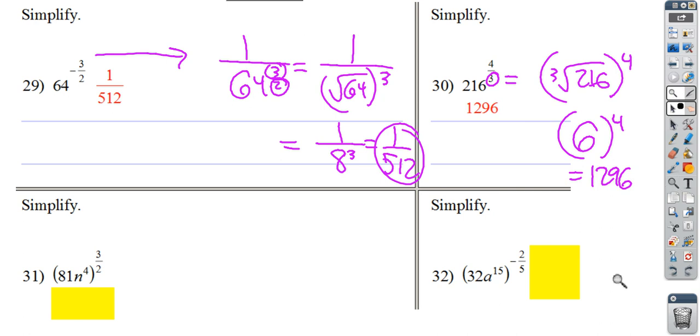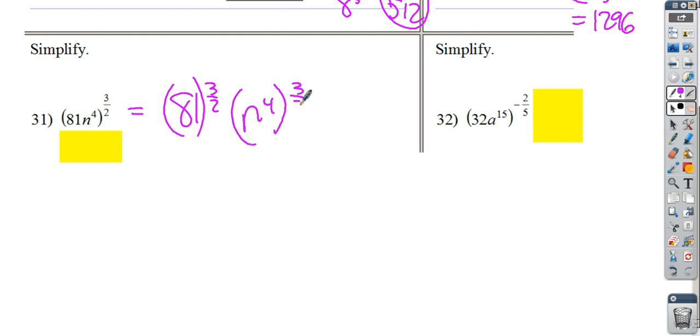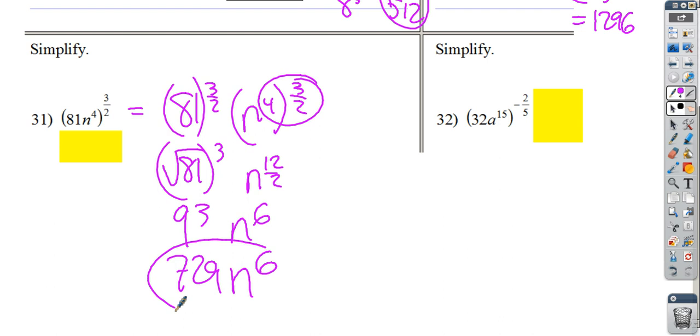1296, and there's the answer. Alright, down here we have 81n to the 4th to the 3 halves, so let's just treat each of these individually. That to the 3 halves, and that to the 3 halves. So this means take the square root of 81, then raise it to the 3rd power. Square root of 81 is 9, and 9 to the 3rd power is 729. Here all we need to do is just multiply those fractions. So 4 times 3 over 2 is 12 over 2, which is the same as 6. So that's the same as 729 times n to the 6th, which is right there.